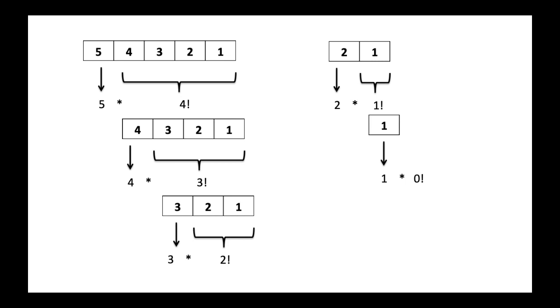Remember that mathematically speaking, in the final step, 0 factorial is actually 1. So it's as if we're multiplying 1 times 1. This will be our anchor case. So once we reach 0, we will return 1. Now, let's write the code.